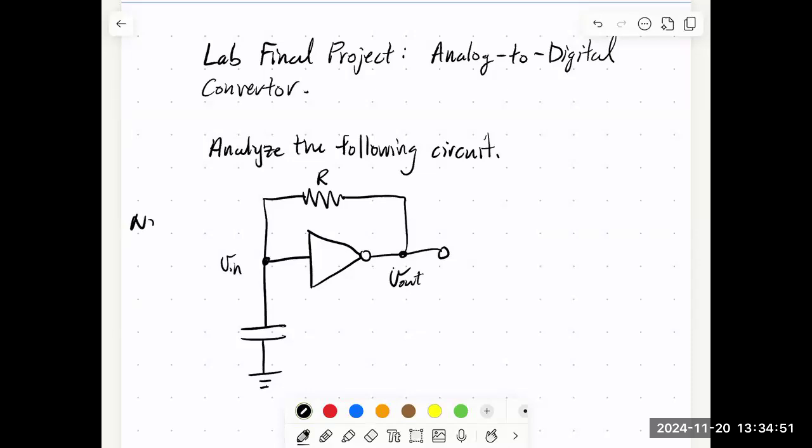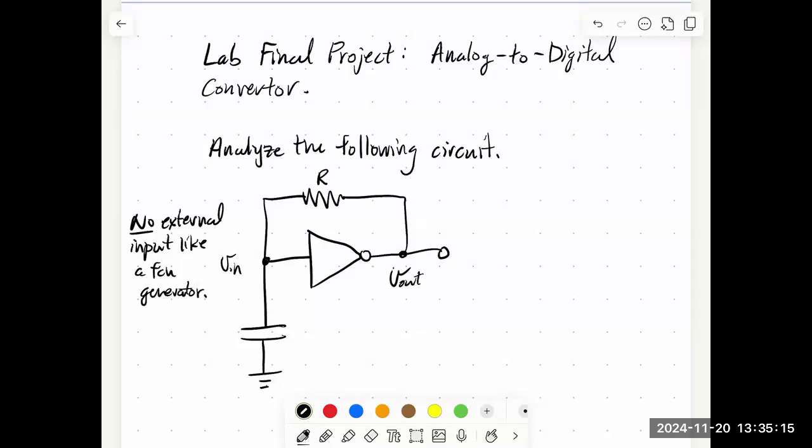So there is no external input like a function generator. That's the most common issue we see in the lab. And even though we say it now, still we're going to see some people want to hook up a function generator to the circuit.